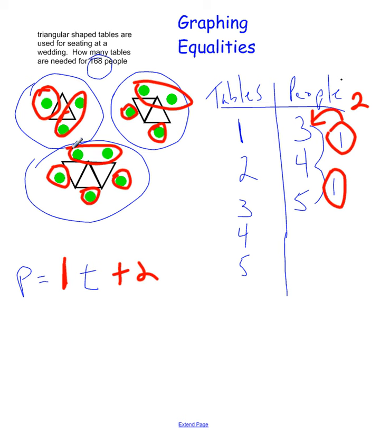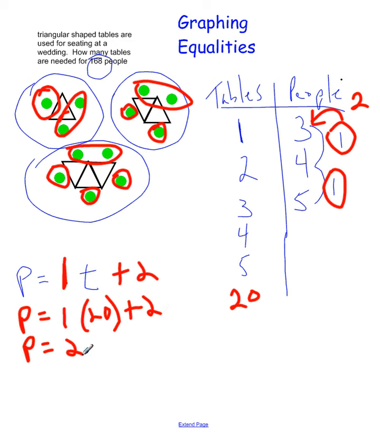Okay, so now we can figure out how many people can sit at 20 tables. All we need to do is say the number of people is equal to 1 times 20 tables plus 2. And so that means the number of people equals 20 plus 2, and that means that 22 people can sit at that many tables.